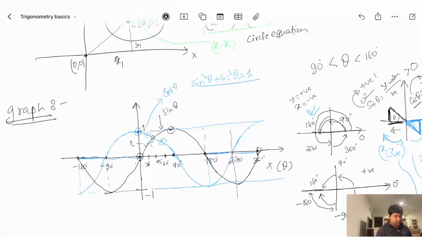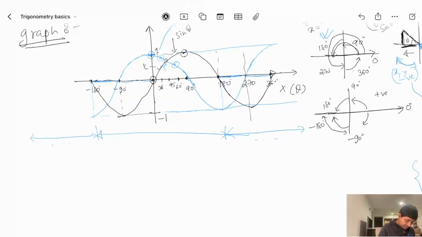So this is the overall graph, between -180 to +180, of how sine and cos look. It goes on infinitely, because this pattern repeats on this side, and it will repeat on the other side as well, because we covered between -180 and +180 degrees. So this is about the graph, and now how things will look for tangent.